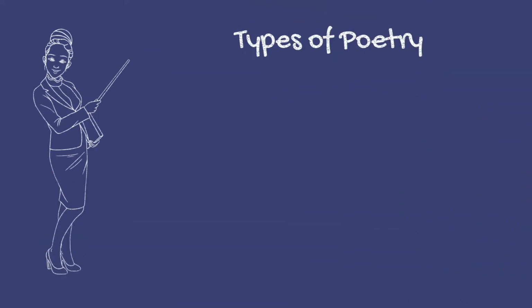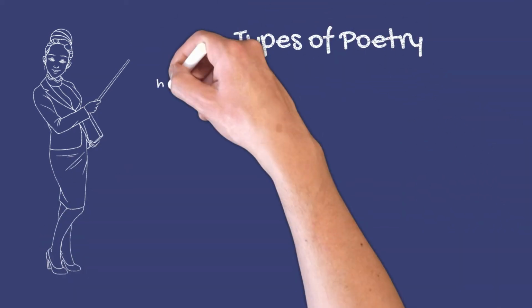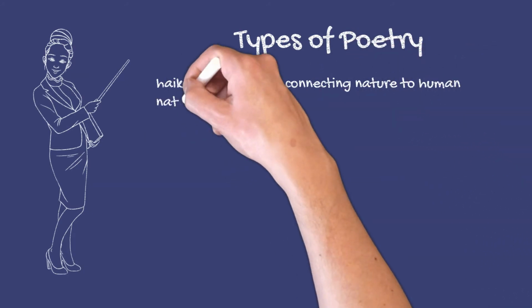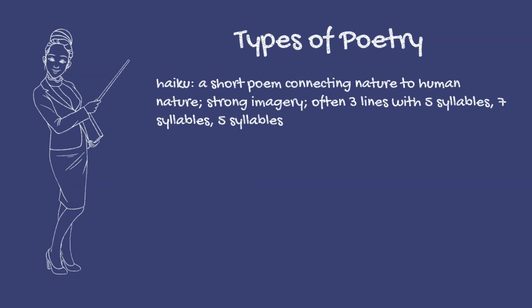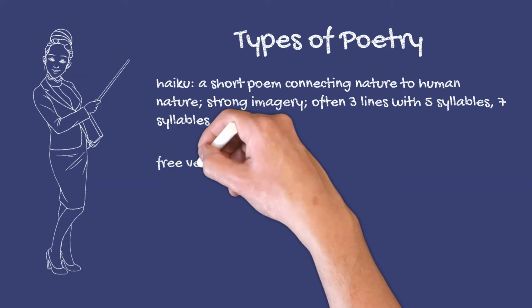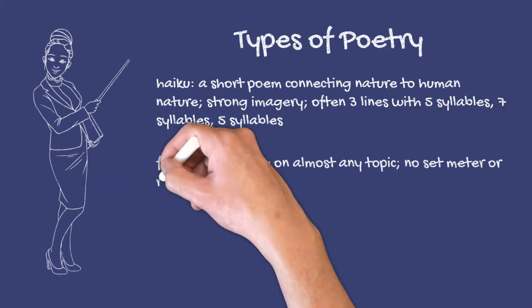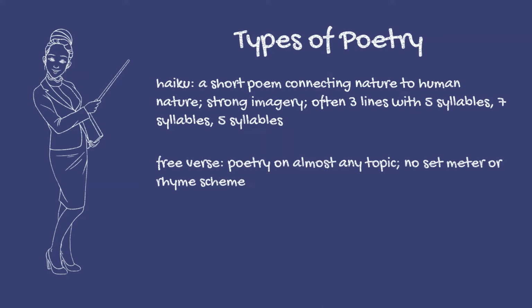Today, we're going to identify 5 different types of poetry. The first you've probably heard of, it's haiku. Haikus are originally from Japan, and they're a short poem that connects nature to human nature. They involve strong imagery, and most of the time are written in 3 lines with 5 syllables, 7 syllables, and then 5 syllables. Free verse is poetry on almost any topic and has no set meter or rhyme scheme. It's probably the easiest type of poetry to write because it's so free.